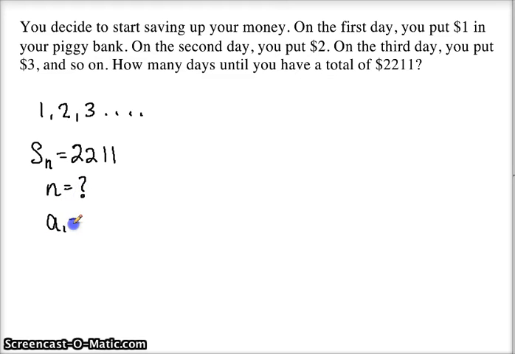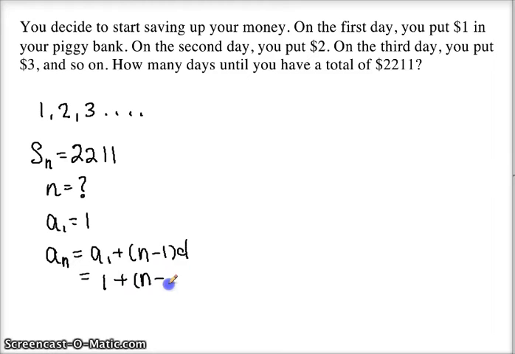We know A1 is 1, and we don't know An yet, but we could solve for that by using this formula: A1 plus n minus 1 times d. So we know that A1 is just 1 plus n minus 1, which is what we want to find. We want to find n, and then we know d is 1 because we're adding 1 each time. So we have 1 plus n minus 1, which is just n. So An is n.